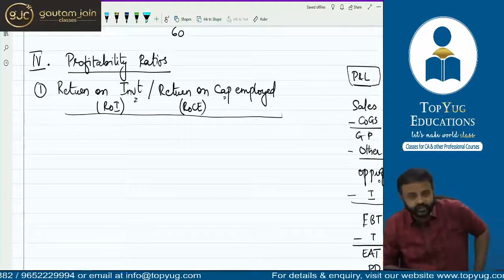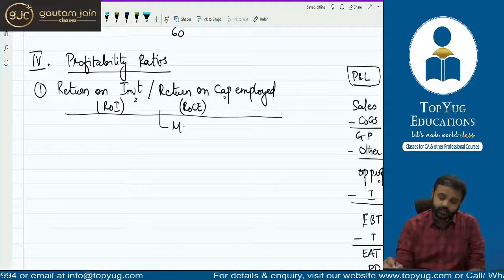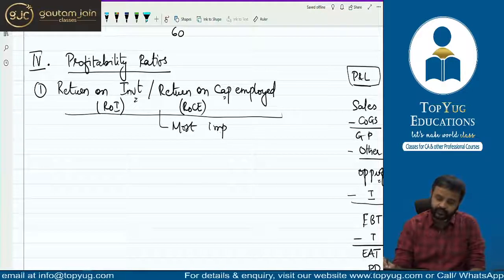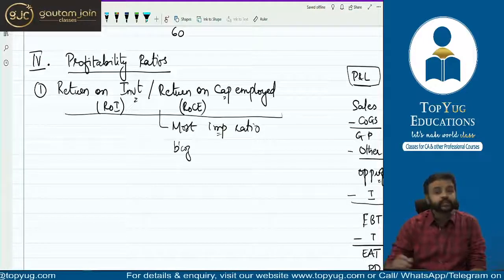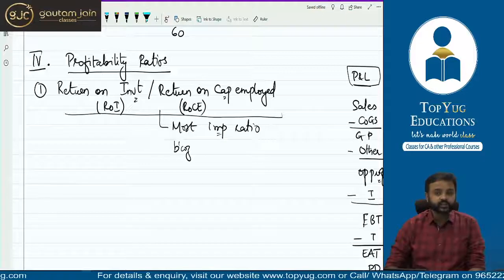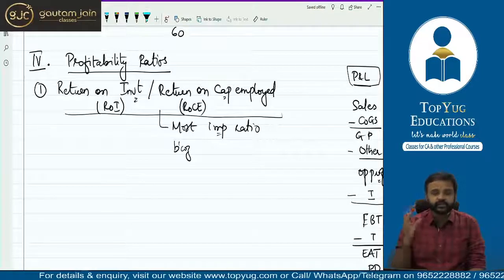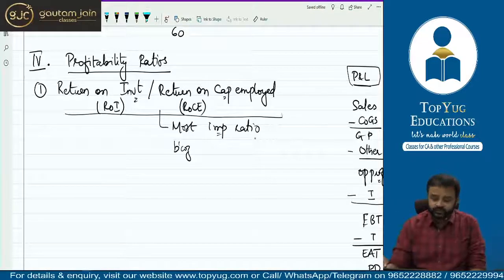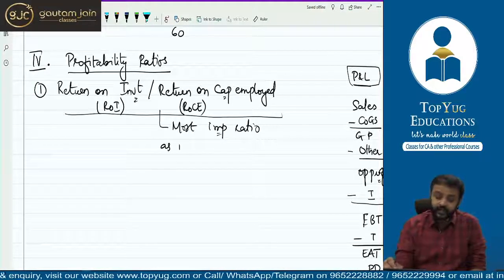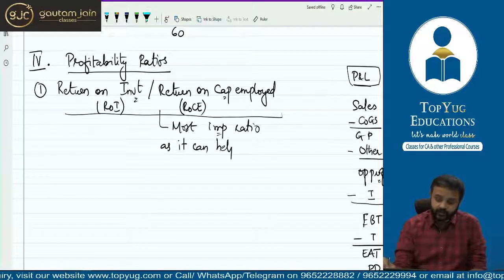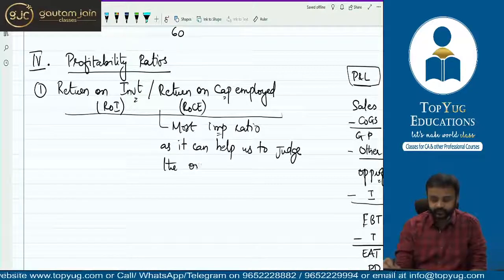Now coming to this return on investment, I hope you are aware that this is the most important ratio, right? You'll say, sir, why like this? See, because if we want to know the overall efficiency of the organization, we can find it out from this return on investment ratio. So it is the most important ratio, as it can help us to judge the overall efficiency.